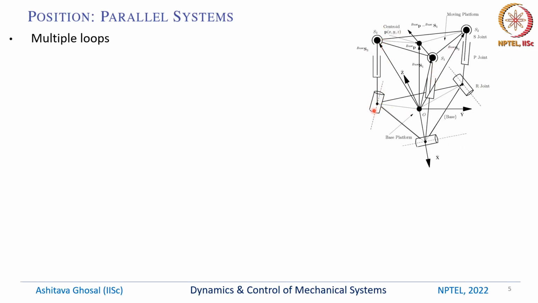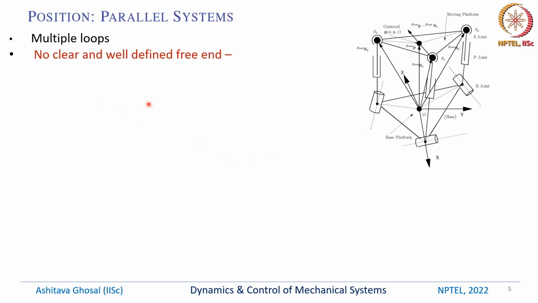What you can see is I can start from, let's say, one fixed rotary joint. I can go to the prismatic joint. I can go to a spherical joint. I can come to this spherical joint and come back to the fixed base. So this is one loop. We can have another loop which is this R, P, S, this S which is S2, and then come back here. So there are 3 possible loops. So in a parallel system there are multiple possible loops.